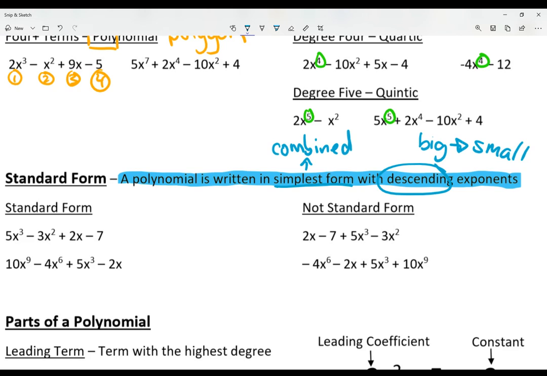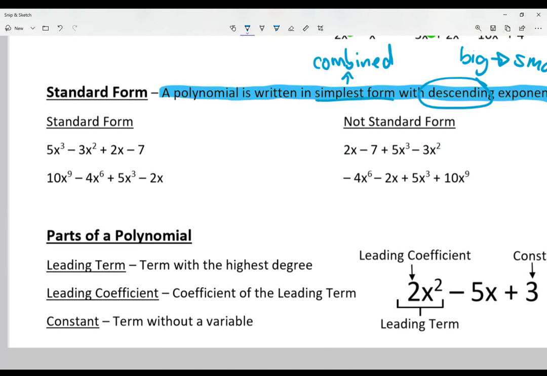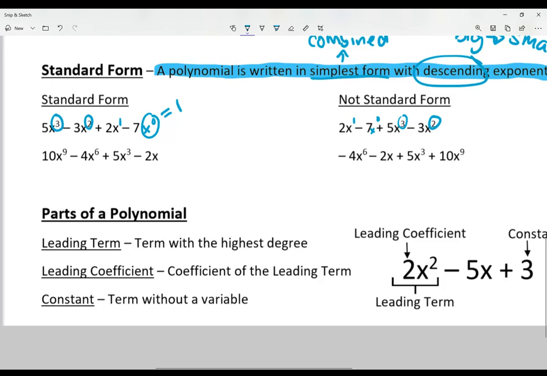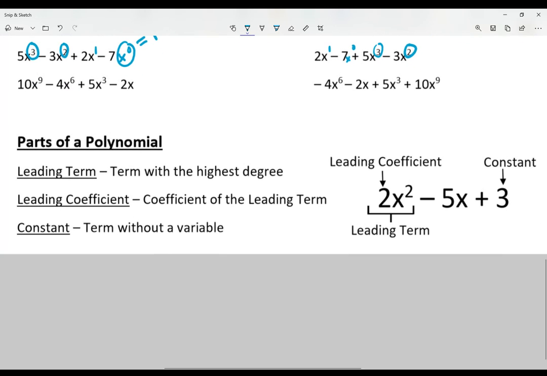So let's look at the first example here. This first one is in standard form because we have 3, 2, imaginary 1, and technically we could put 0 there because remember this just equals 1. This is not in standard form because we start at 1 and then we have 0 and then we go up to 3 and then we go down to 2, so that is not in descending order. So that is not standard form.